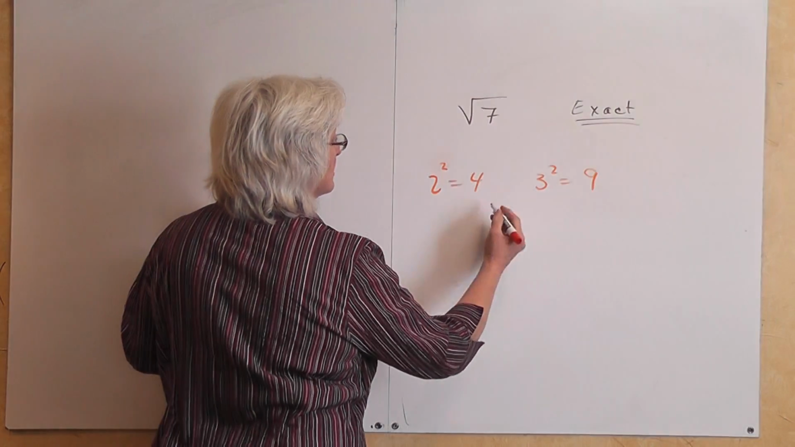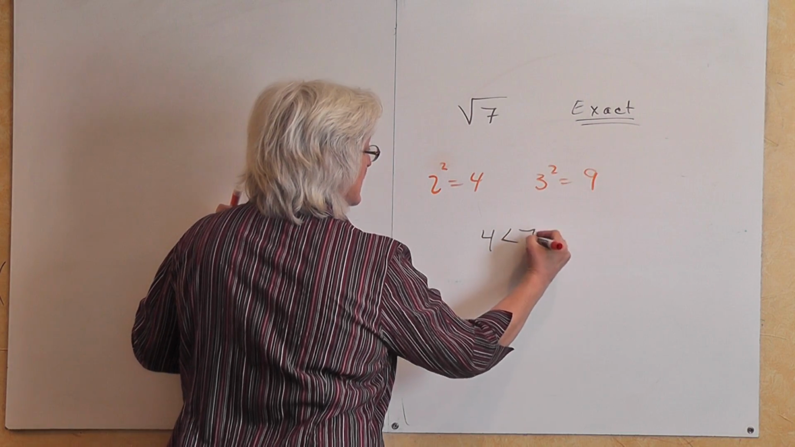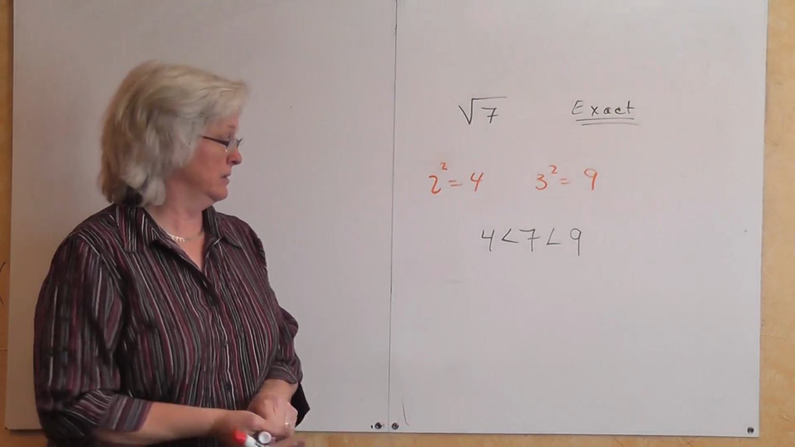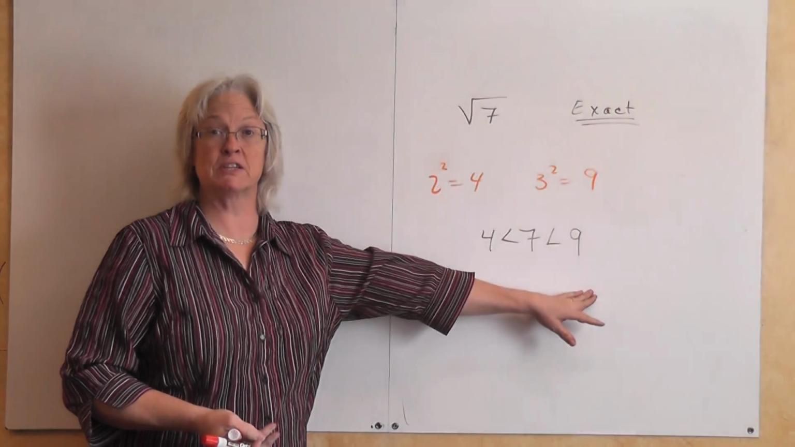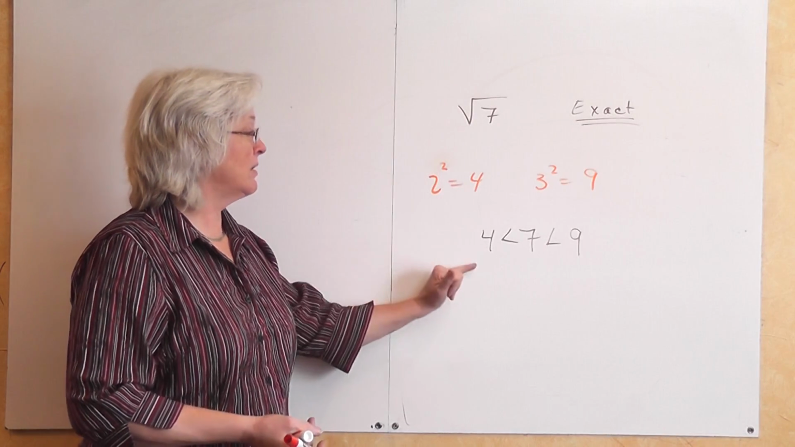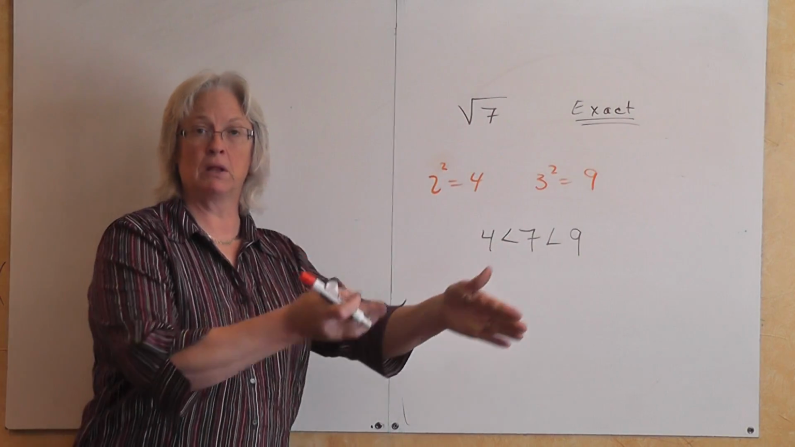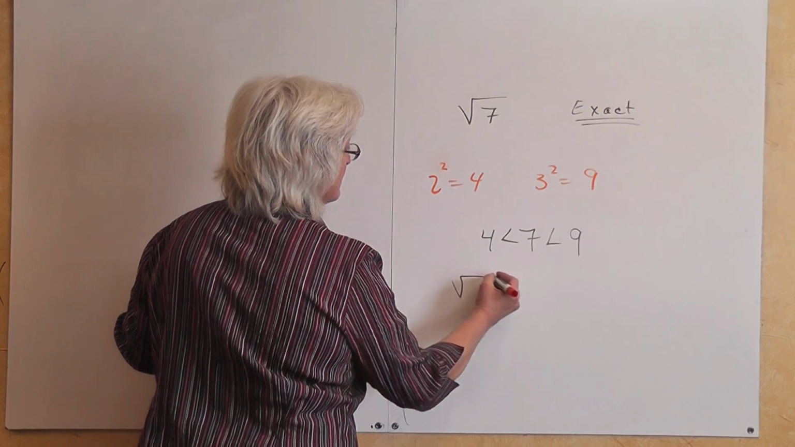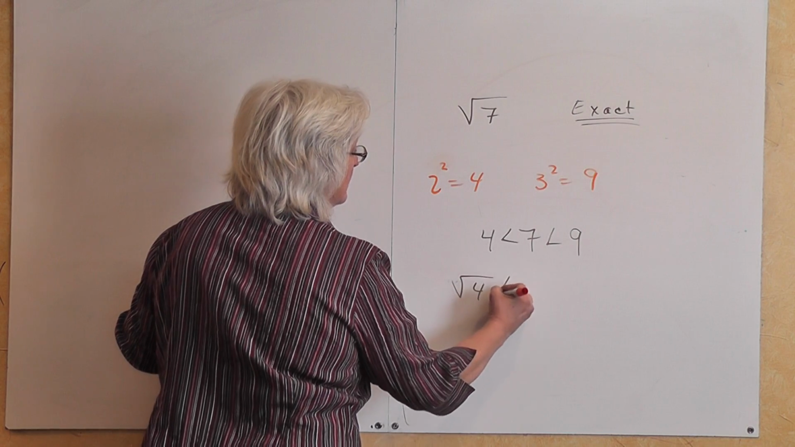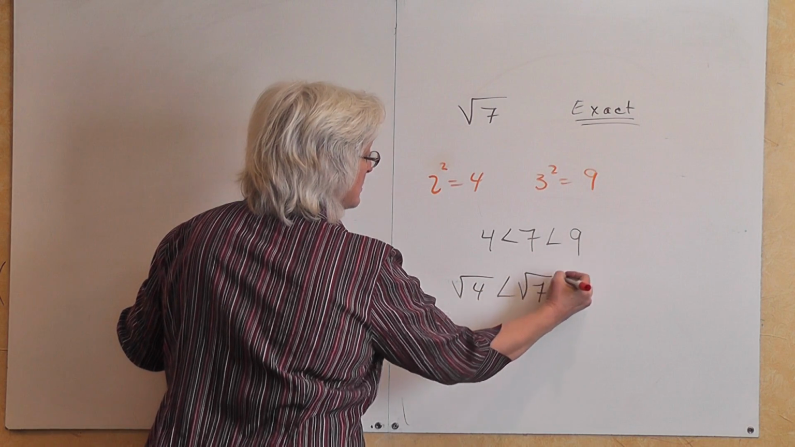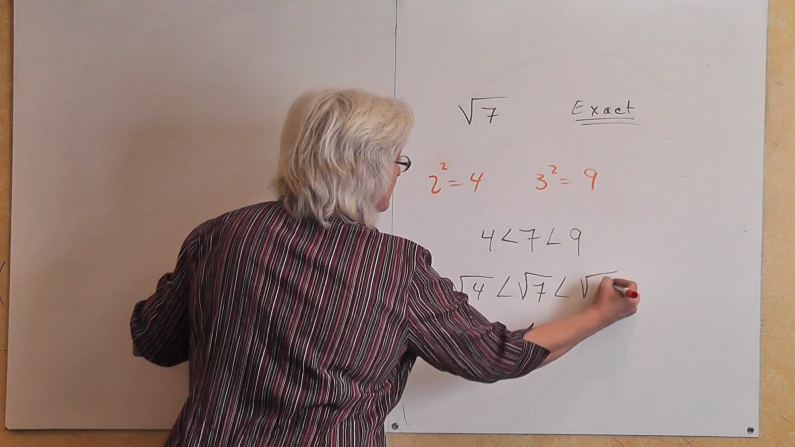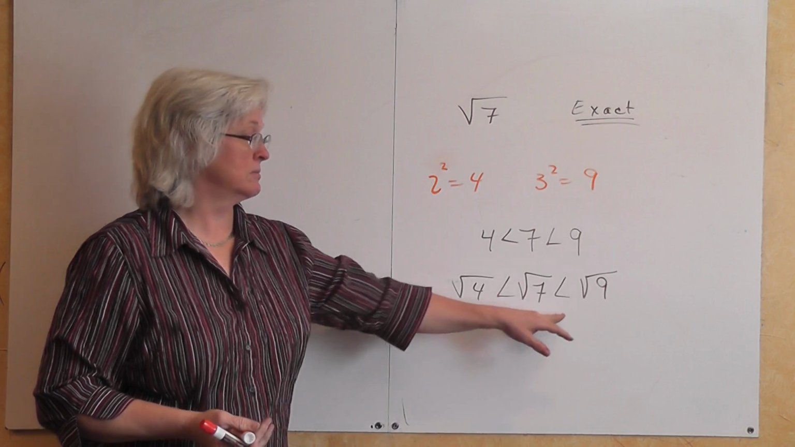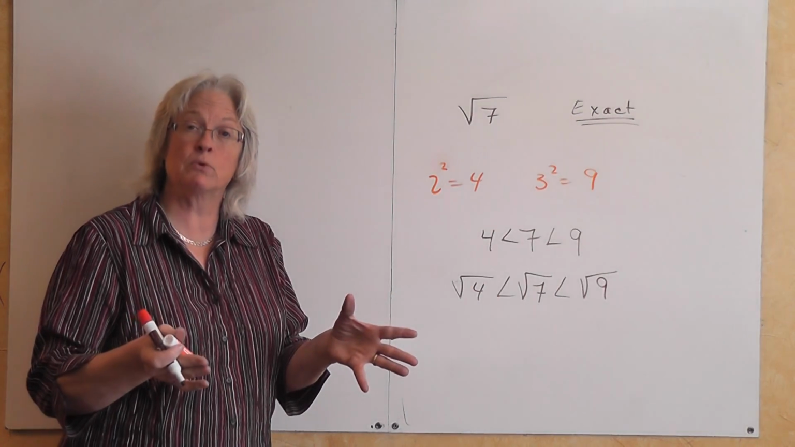So we can write that 4 is less than 7, which is also less than 9. Perfectly legitimate, perfectly true statement. Now, because we're applying the same process to each one of these steps, we can say that if it's true that 4 is less than 7 and 7 is less than 9, it's also true that the square root of 4 is less than the square root of 7, which is also less than the square root of 9. Square roots are all in the same relationship to one another.